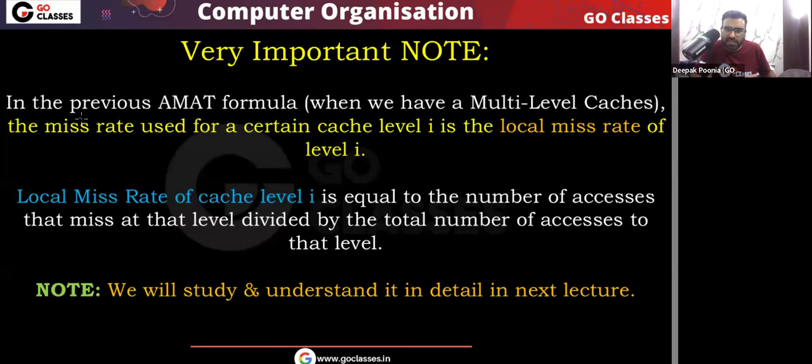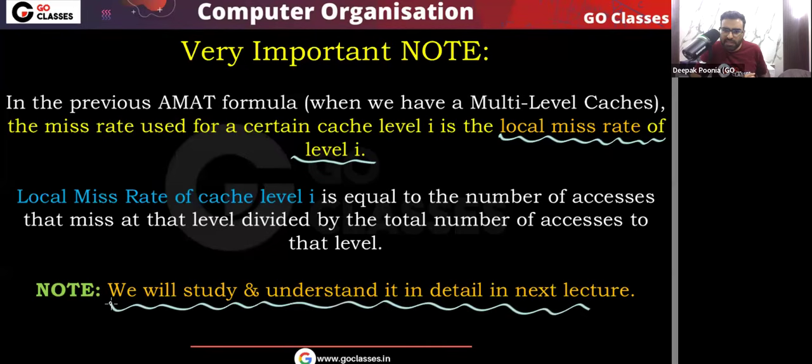In this note, I am saying that in the average memory access time formula that we have seen for multi-level caches, all the miss rates that I have used, L1 miss rate, L2 miss rate, L3 miss rate, for every cache level, are basically the local miss rate of that level. And the definitions of local miss rate and global miss rate we will discuss in the next lecture. Don't worry right now.